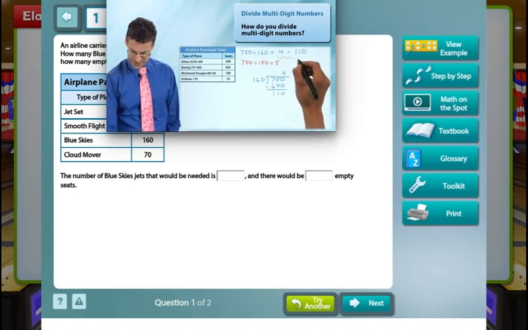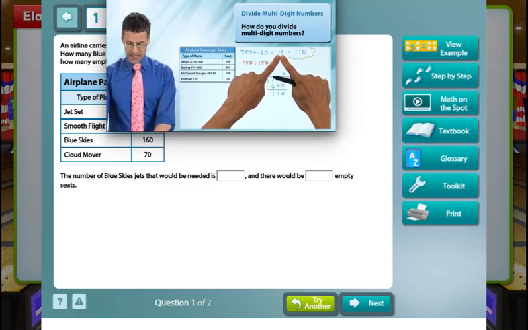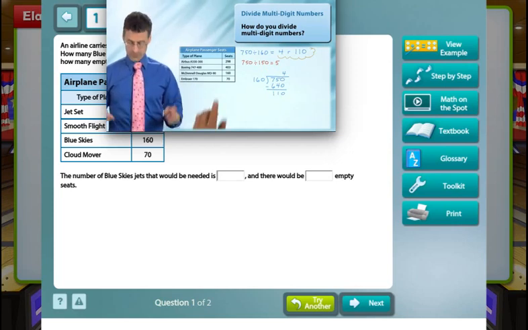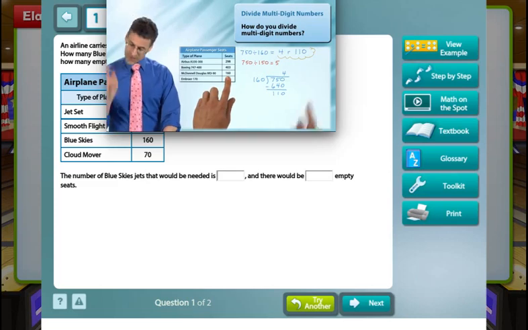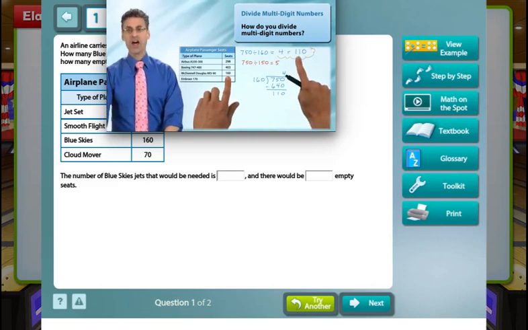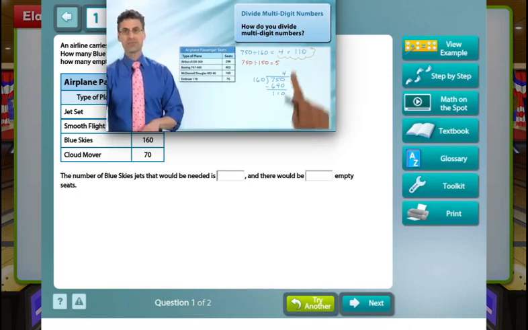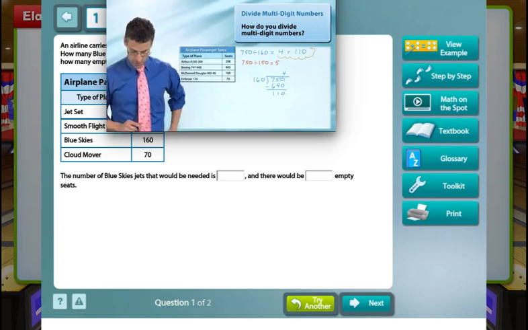The question is, what does it mean? Well, what it means is that we need 4 planes that will be totally filled, right, with 160 seats, all filled. But then we have an extra 110 passengers left. So what do we need? It means we actually need a 5th plane. So we need a 5th plane.